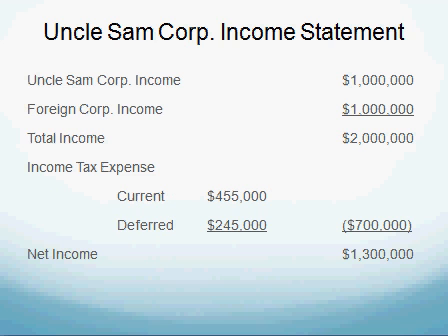Here is how a basic income statement would look for Uncle Sam Corporation. The income from Uncle Sam Corporation is combined with the income from the foreign corporation, and then the current and deferred tax expenses are taken out to end up with the net income of $1.3 million.